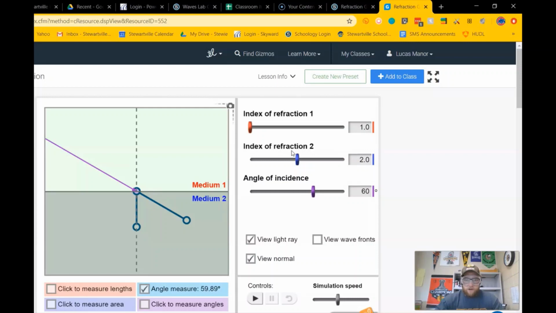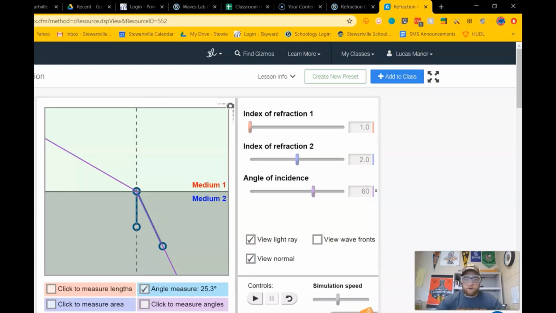Okay, so we have our index of refraction 2 set to 2. Let's see what happens. We adjust our protractor, and we end up with an angle measure of 25.3, which again, for ease of math, we'll round down to 25. So our second angle of refraction is 25 degrees. And when we do 60 minus 25, we end up with a change in direction of 35 degrees.